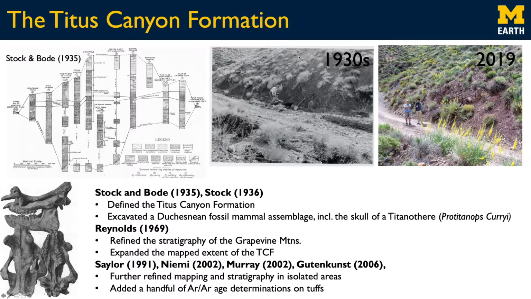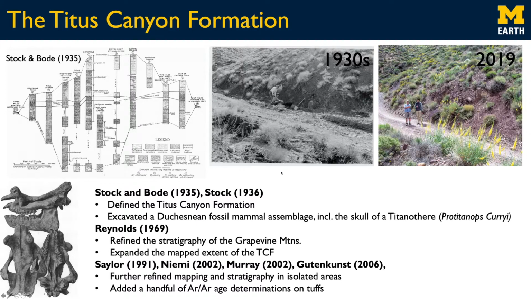And so, a very brief history of the Titus Canyon Formation itself. Stock and Bode, in 1935, were two paleontologists who were excavating an assemblage of mammalian fossils from the Titus Canyon Formation, including a Titanothere skull, shown here on the left. And they did the early preliminary stratigraphic work. And here are some photos of Stock and Bode working in the 1930s.